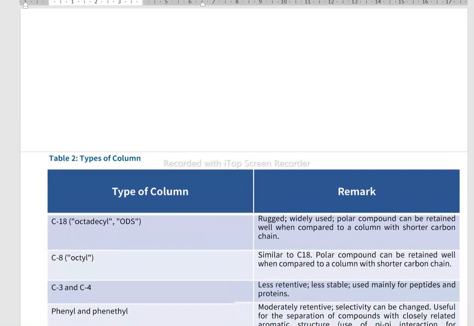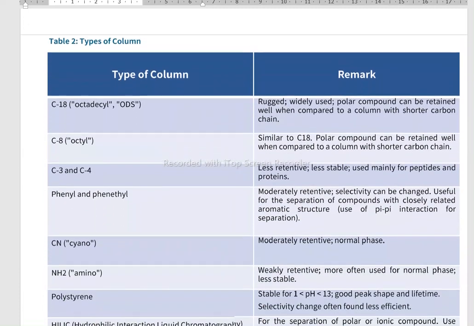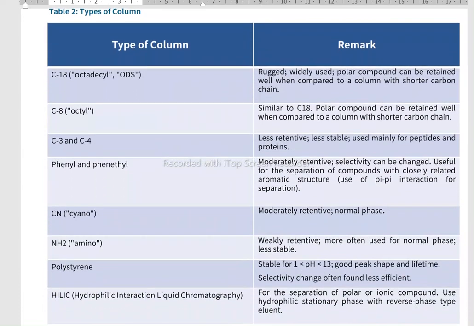So, types of column. C18 column: rugged, widely used; polar compounds can be retained well when compared to a column with a shorter carbon chain. C8: similar to C18; polar compounds can be retained well when compared to a column with a shortened carbon chain. C3, C4: less retentive, less stable, used mainly for peptides and proteins.